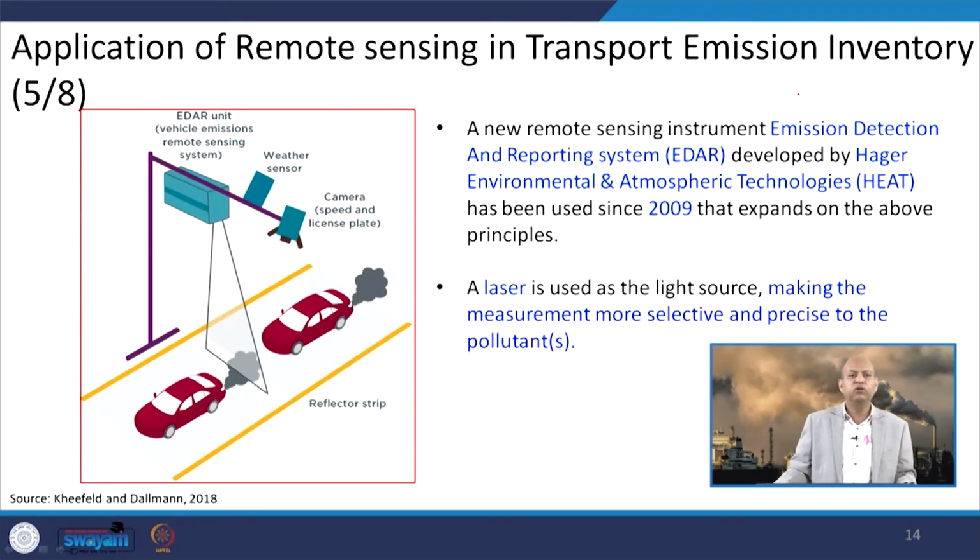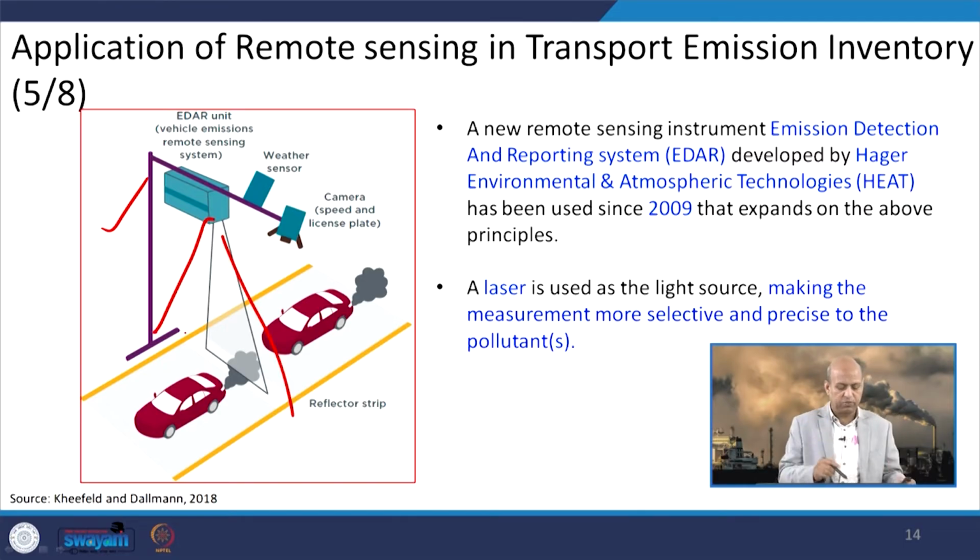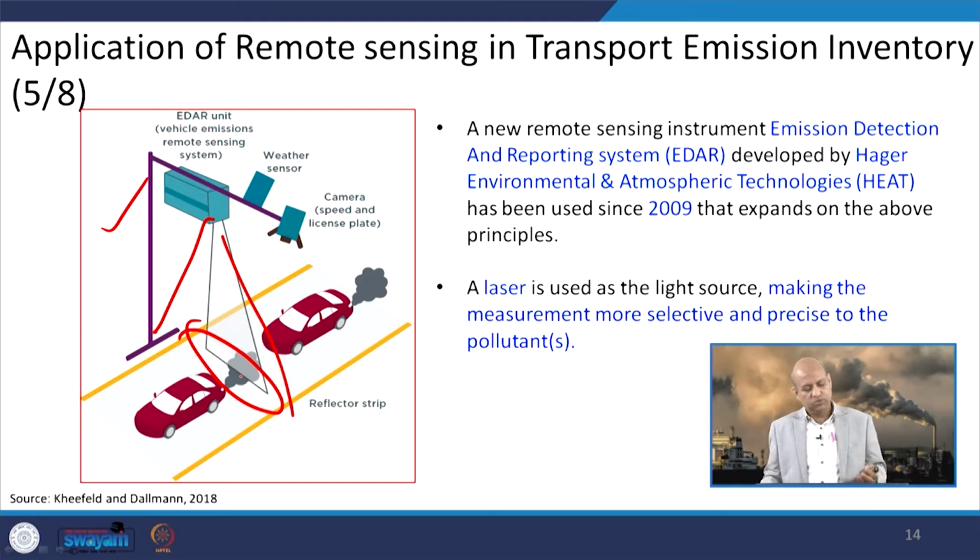Okay. Now, if we talk about application of remote sensing in transport emission inventory, then this technique has been further improved. Rather than putting the instruments across the road, now these instruments are placed at a certain height. So, it gives this beam, and the laser is used for better capture of the information. So, that can have this particular information across the road, plus there is a stripe which can reflect the laser light. So, the laser beam is used and the information is captured for the whole plume which is being emitted by the vehicle. So, that way accuracy is better in comparison to the other technique.